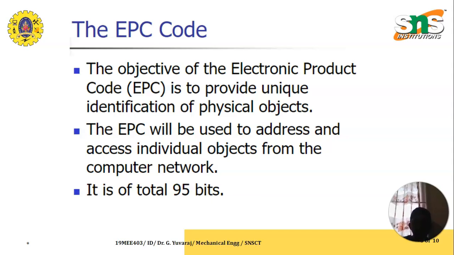All this decoded information is given by that particular EPC code. In order to address and access individual objects from the computer network, it takes a total of 95 bits. That is why we prefer this EPC code for physical objects. However, the fixed number of bits, which suits only a short memory storage, is a drawback of the EPC code. The remaining data can be easily traced, and it keeps varying with the type of product and type of manufacturer.